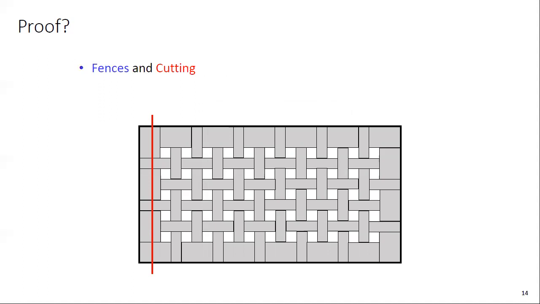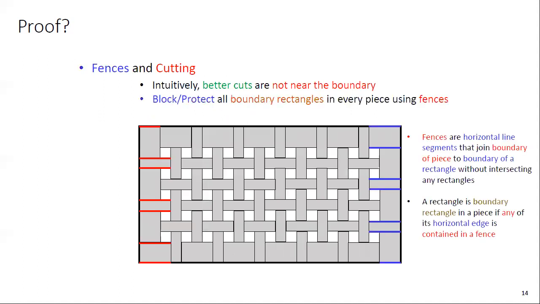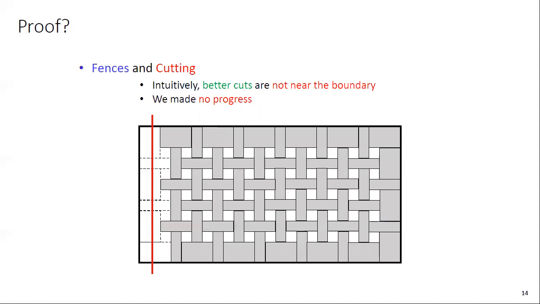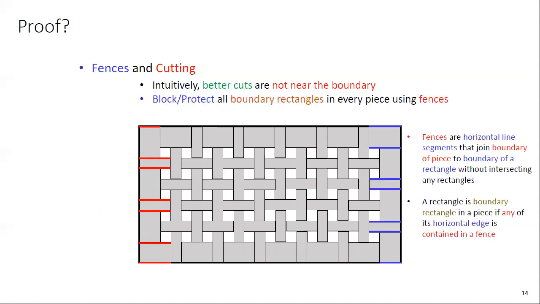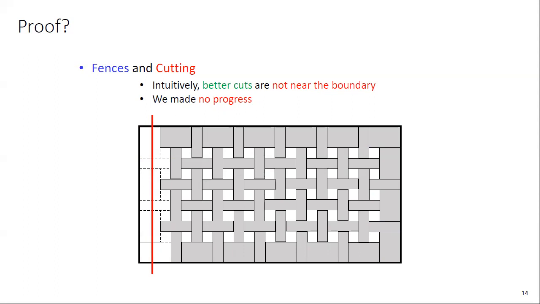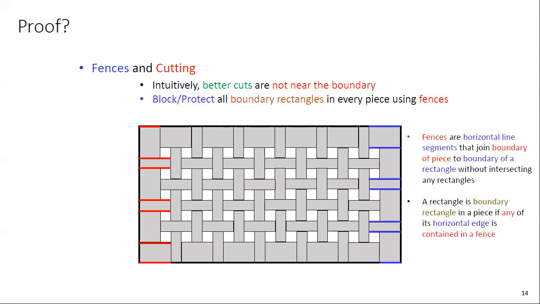Okay, let's get some intuition and let's try to cut somewhere. Imagine we cut there on the sides. Then we don't make any progress, we just lose some rectangles. We will not be able to prove anything. So intuitively, the best cuts are not close to the boundary. They are somewhere in the middle.